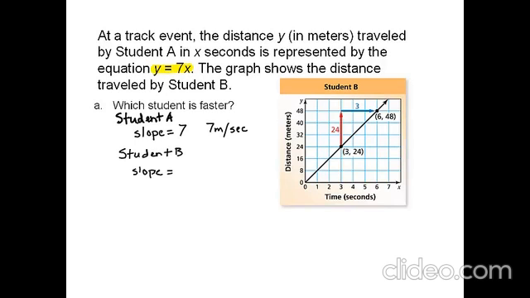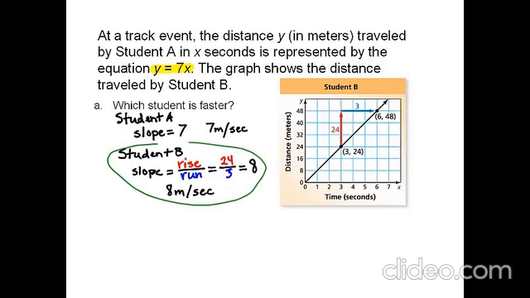Remember, slope equals rise over run. In the graph, we see that the rise is 24 and the run is 3. 24 thirds is 8, so the slope is 8. This means that student B travels 8 meters per second. So, as you can see, student B has the greater speed, so student B is faster than student A.